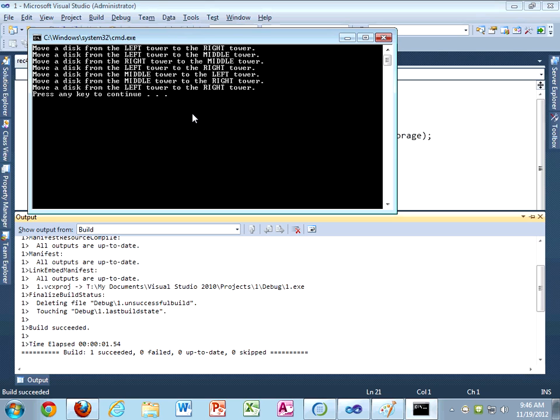So, I still need to find out how long I have left before the end of time, right? So let's figure out how long it'll take those monks to move the 64 disks from the left tower to the right tower. So let's start by figuring out how many moves it will take.